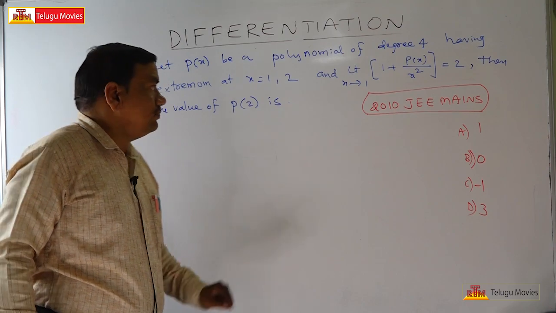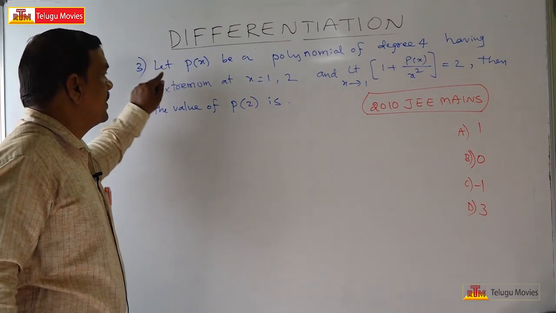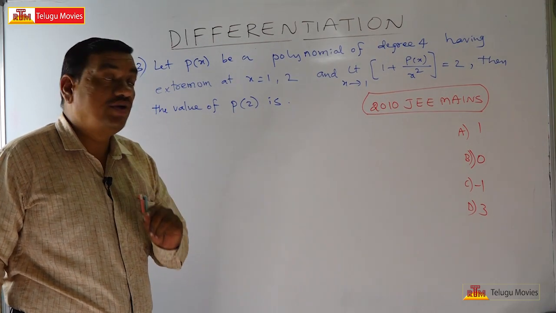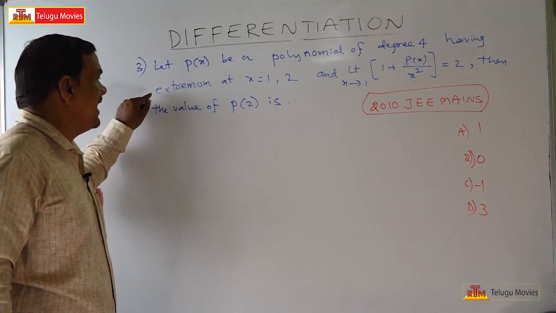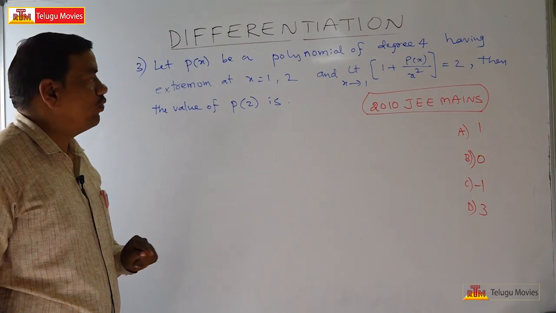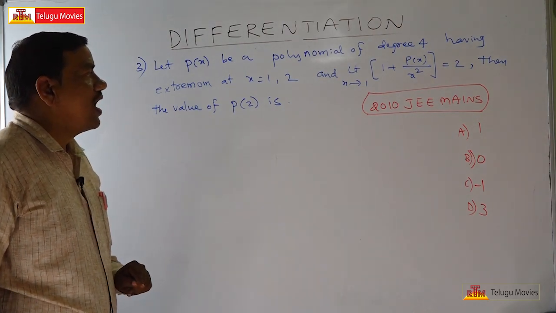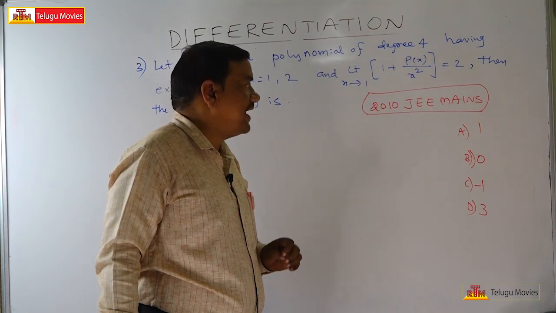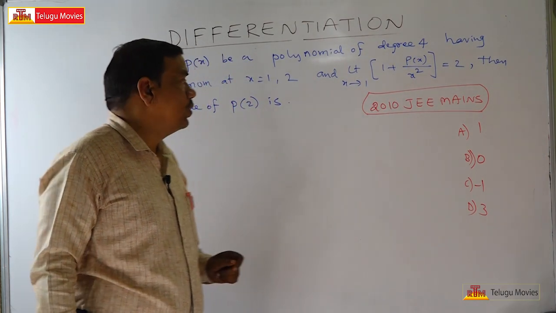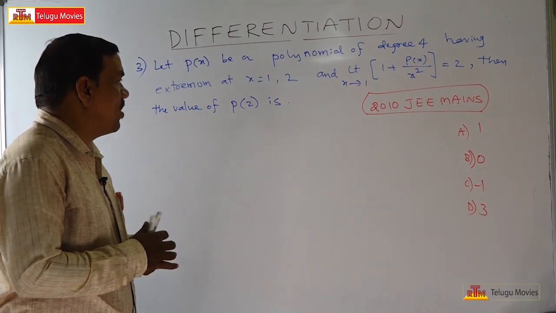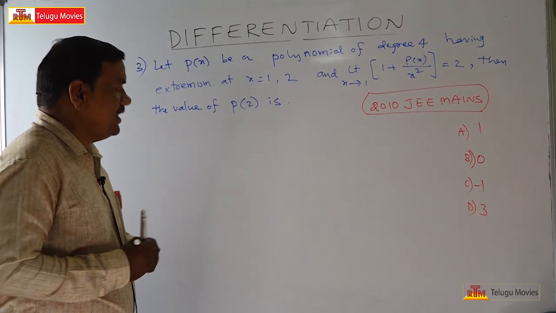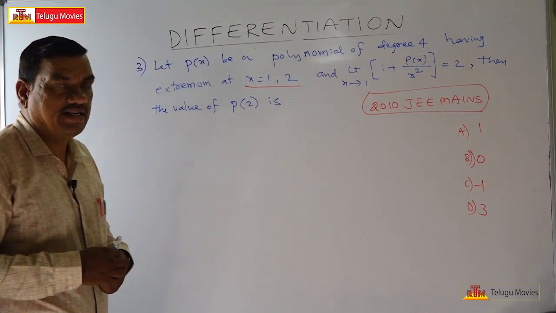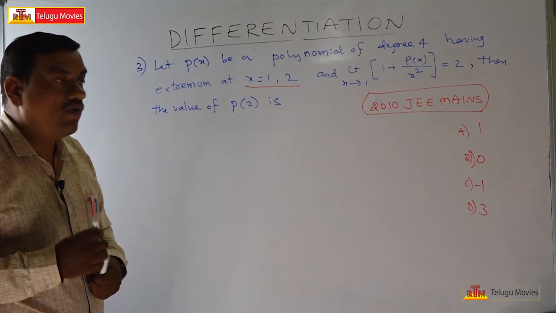Welcome to the third problem. The third problem is: let p of x be a polynomial of degree 4 having extremum at x is equal to 1, x is equal to 2, and limit x tends to 0 of 1 plus p of x by x square is equal to 2, then the value of p of 2 is. So he is saying one word here: it has extremum at x is equal to 1 and x is equal to 2. So here you have one concept.